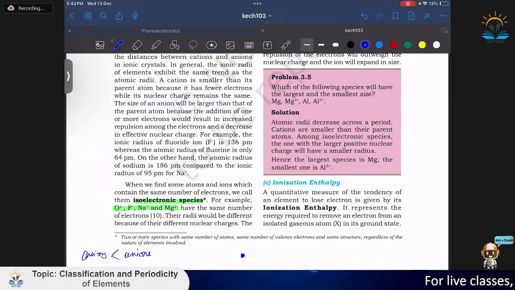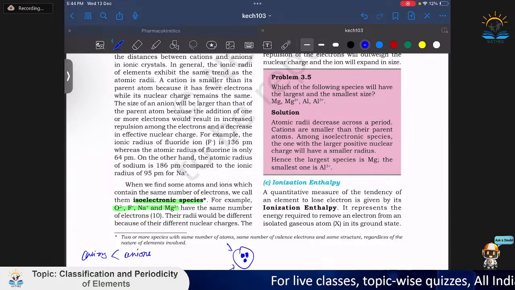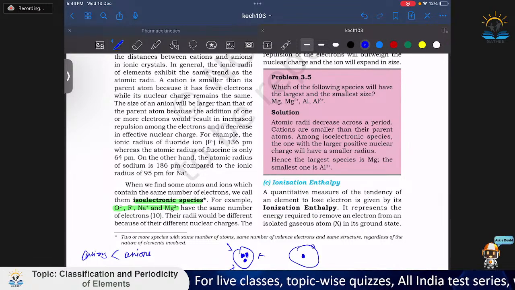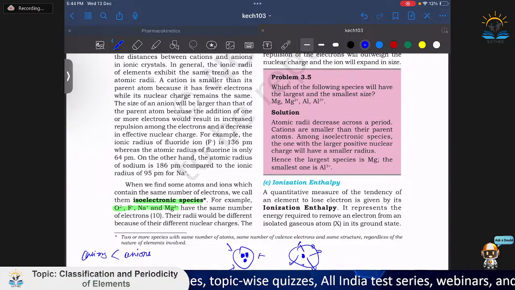Cation means that they have lost electrons to come to that equal number of electrons, which means their protons are more, so they will get contracted. But anion means it has gained extra electrons to reach the state. So these extra electrons will be loosely held, so the atom size will increase.